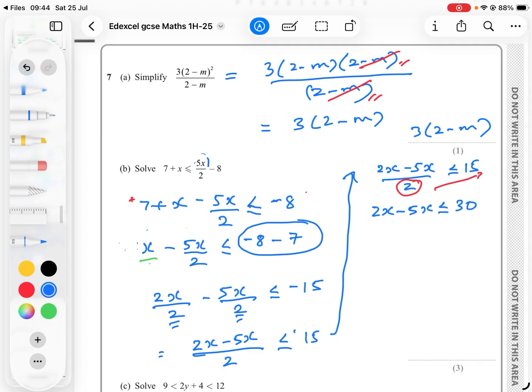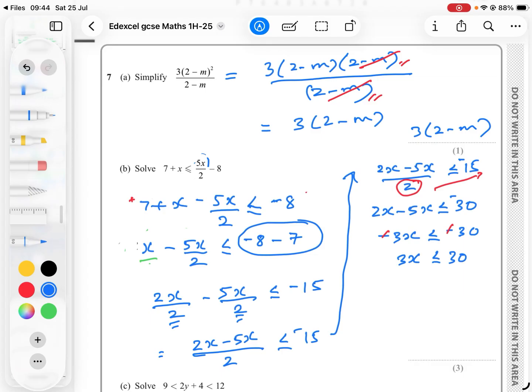But minus, sorry, don't forget minus. 2x take away 5x minus 3x less than or equal to minus 30. Now minus cancel, same side. So 3x less than or equal to 30.